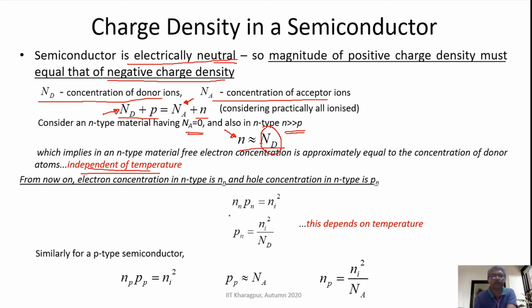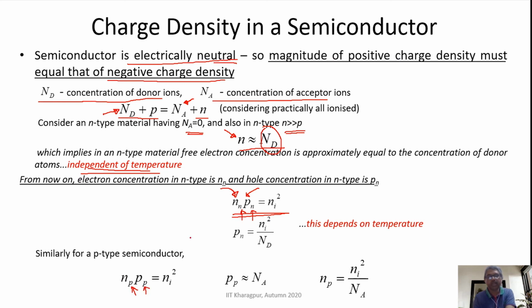So we can write that expression again. n multiplied by p suffix n is equal to ni square. Here n is the electron concentration of n-type material, whereas the hole concentration of p-type material is Pn. So this suffix represents which type of semiconductor I am using. This suffix n means n-type semiconductor. If the suffix is p, then this is a p-type semiconductor.